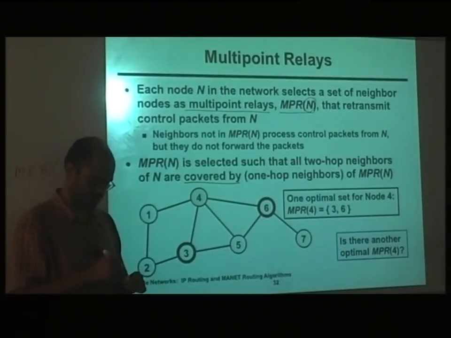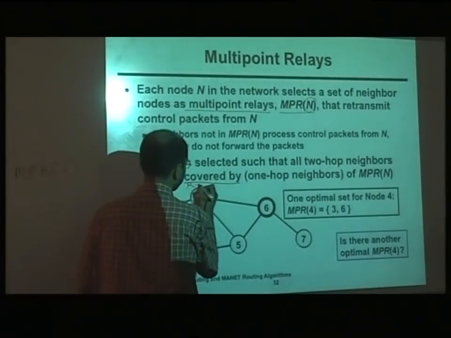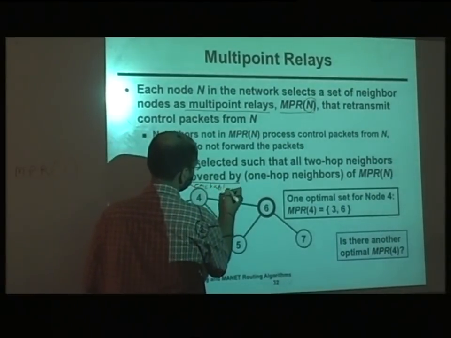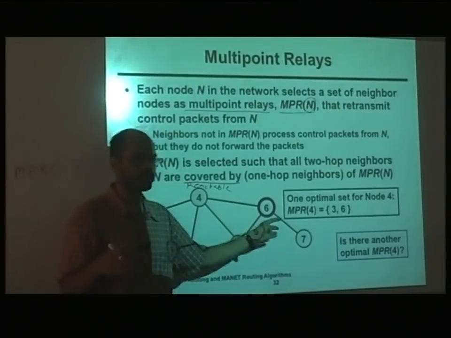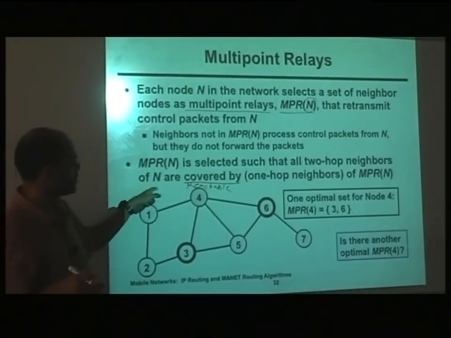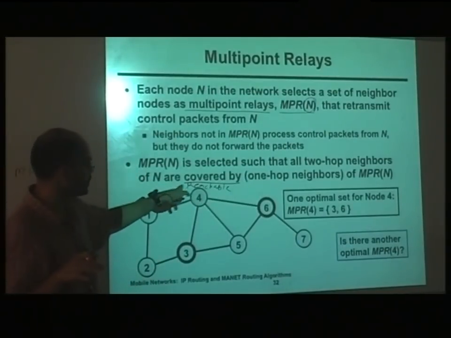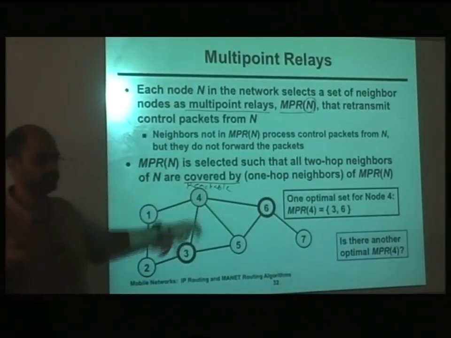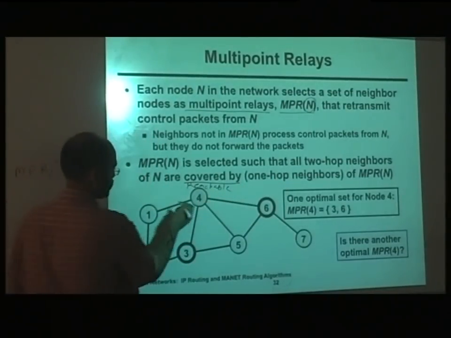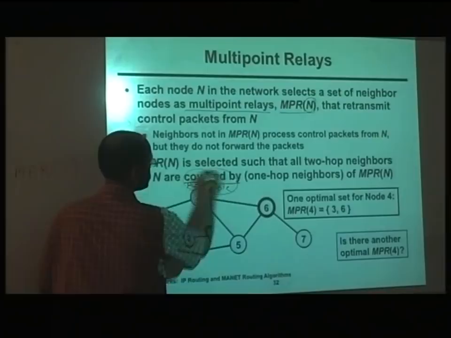Typically, when somebody says covered by in graph terms, what is it? Reachable. So let's use a simple word, reachable. It is directly reachable, because we don't have multi-hop routing. So what we are saying is, some nodes of the set which are covering one hop of n. So we know reachable by.